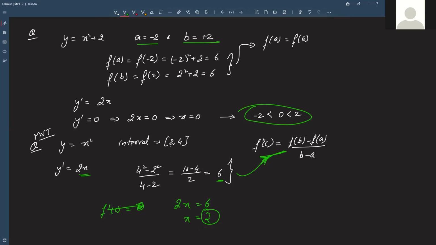So from this I can say that this c has to be 3, and 3 actually is in the interval 2 to 4. So it lies in that interval 2 to 4. So there is a point between 2 and 4 where this rate is equal to 6, and that is 3. Right. So that's all about the mean value theorem and Rolle's theorem.